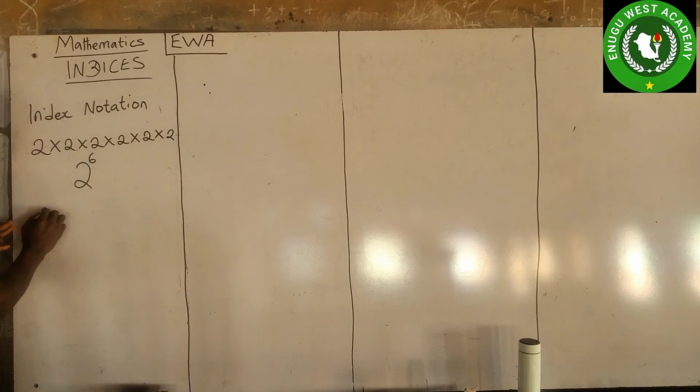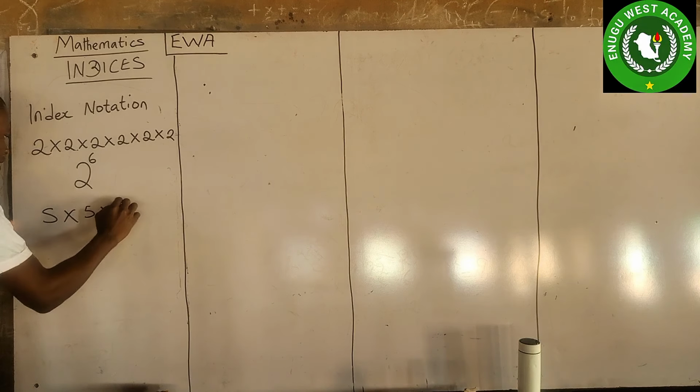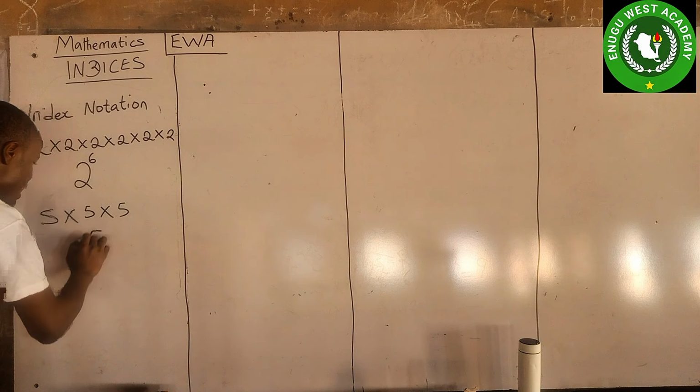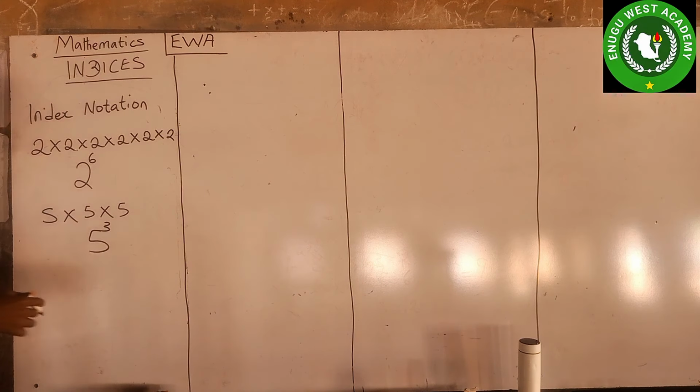Also, if you have 5 times 5 times 5, since I have 5, and 5, and also 5, I'm going to have one 5. How many 5s do we have? 1, 2, 3. It will be 5 raised to power 3.